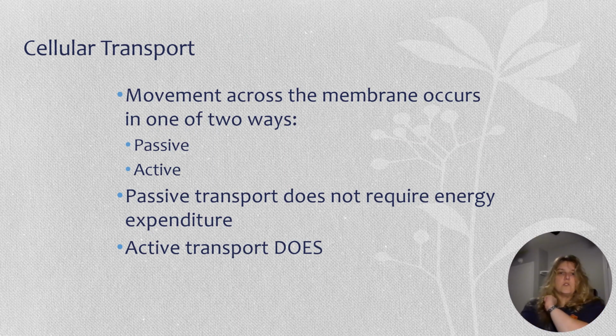So with cellular transport, you're moving contents in or out in one of two ways. It's either going to be a passive process or an active process. Anytime you think about passive, you need to think about this: it doesn't require energy. It just happens. No energy is required to make this happen. Whereas active transport does require energy, and energy is in the form of ATP. So let's dig into the types of passive transport that we see.